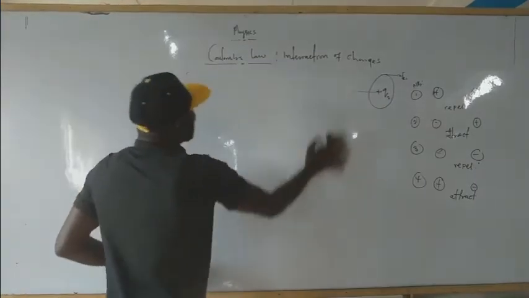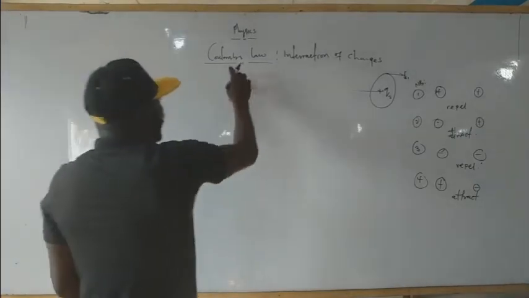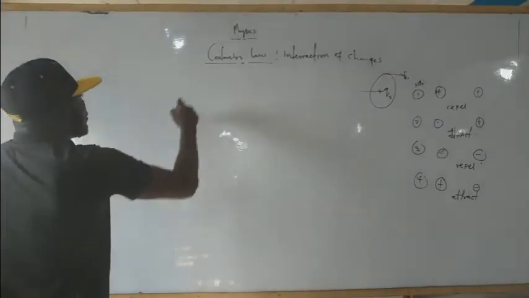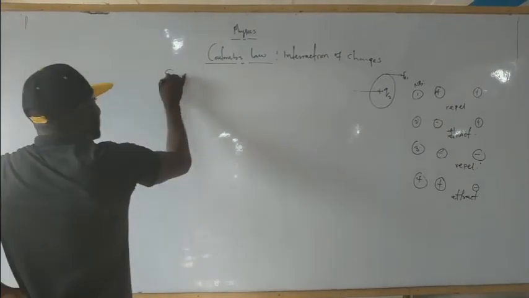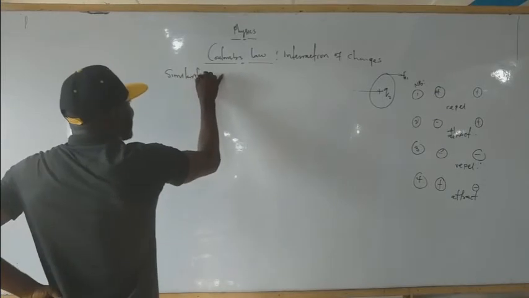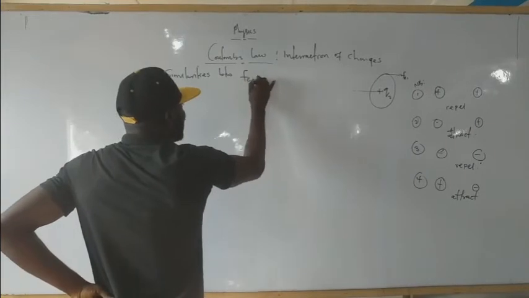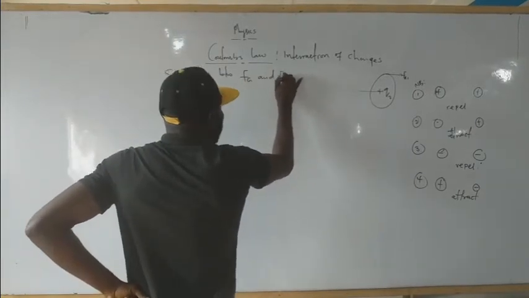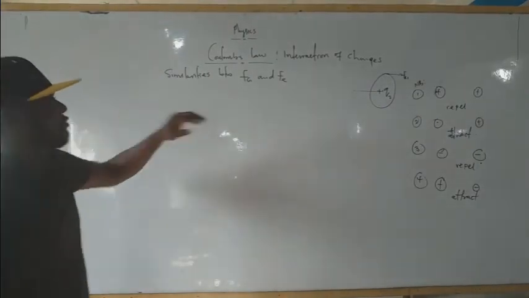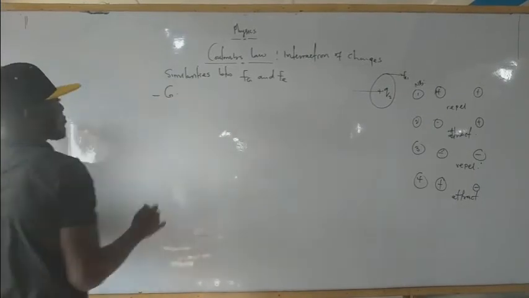Newton's law of gravitation and Coulomb's law. The similarities between Fg and Fe. The similarity between Fg and Fe. Here we're going to be looking at constant G.